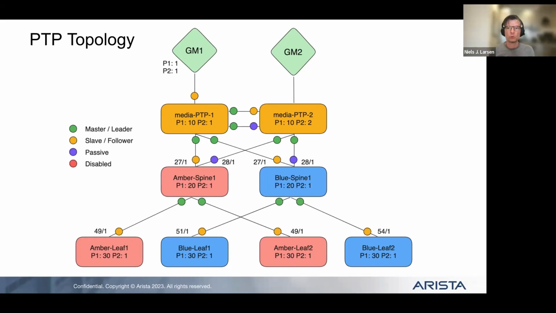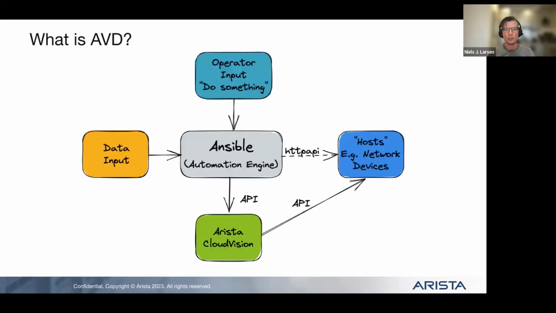But before we jump into the actual use of AVD, I just want to go a little bit deeper than Gerard did about what AVD actually is. So Ansible is the open source automation engine. It's not something Arista has developed. It's owned by Red Hat. It can be used for many things, as Gerard also hinted to. It can automate servers. It can automate whatever you can imagine in your IT infrastructure. And in this case, we're using Ansible to automate network provisioning of Arista switches.